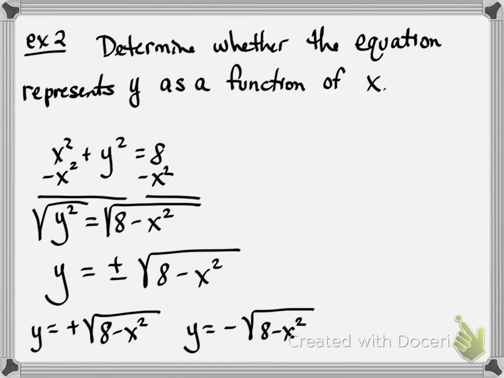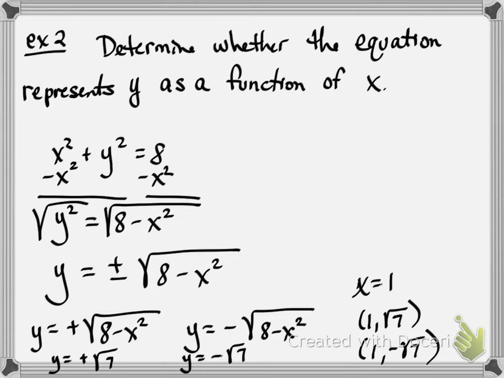If you put in one value of x, like x equal to 1, you're going to get 2 different values for y. This one would give you, if x equals 1, y equals the positive square root of 7. And on this one, if x equals 1, you'd get the negative square root of 7. So that would give you the points (1, positive square root of 7) and (1, negative square root of 7). So you're going to get 2 answers for that one x value. So it's not a function.